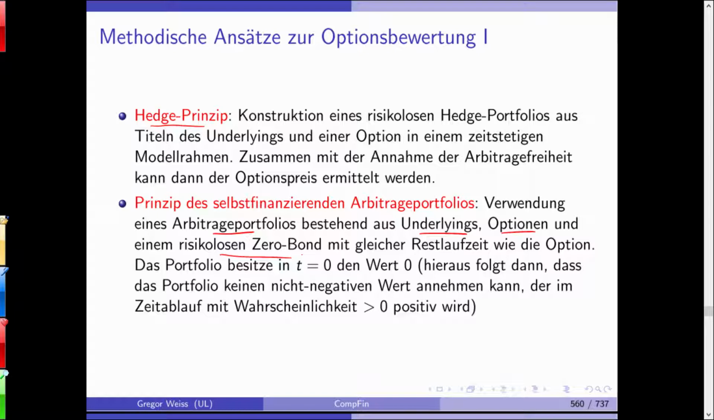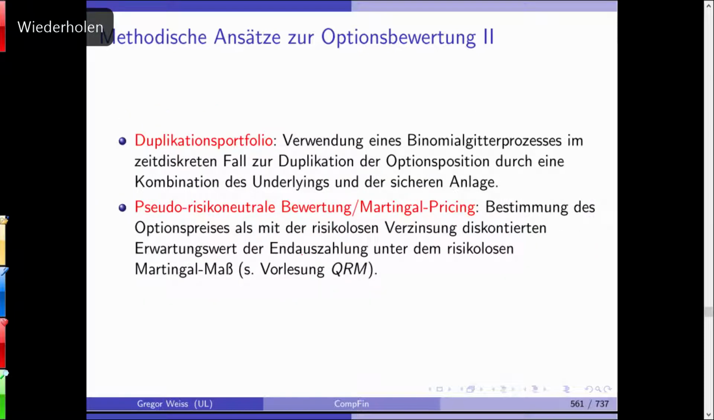And this is how it is done in the Black-Scholes model. It's a delta hedged portfolio consisting of the underlying and a short investment in the option, and then it is also risk-free. Okay. You can also duplicate the payments, and this is what we'll do in the binomial model.